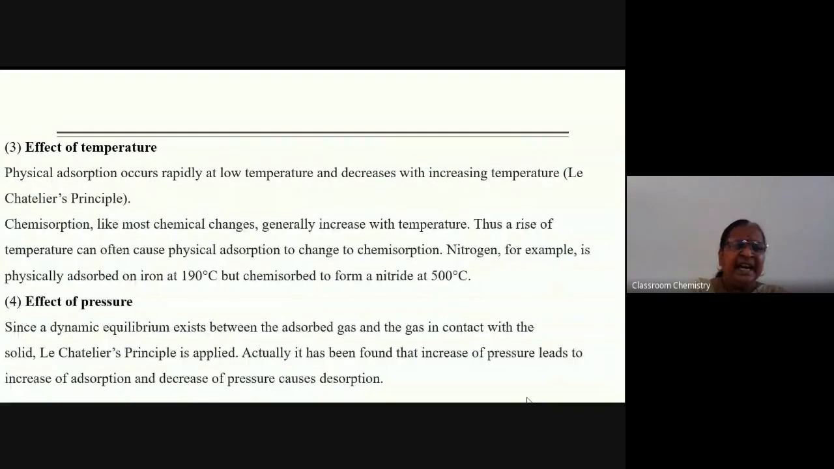Since a dynamic equilibrium exists between the adsorbed gas and the gas in contact with the solid, Le-Chatelier's principle is applied. Dynamic equilibrium means what? What is the static equilibrium and dynamic equilibrium? You know about the equilibrium. What is equilibrium? Equilibrium म्हणजे काय?